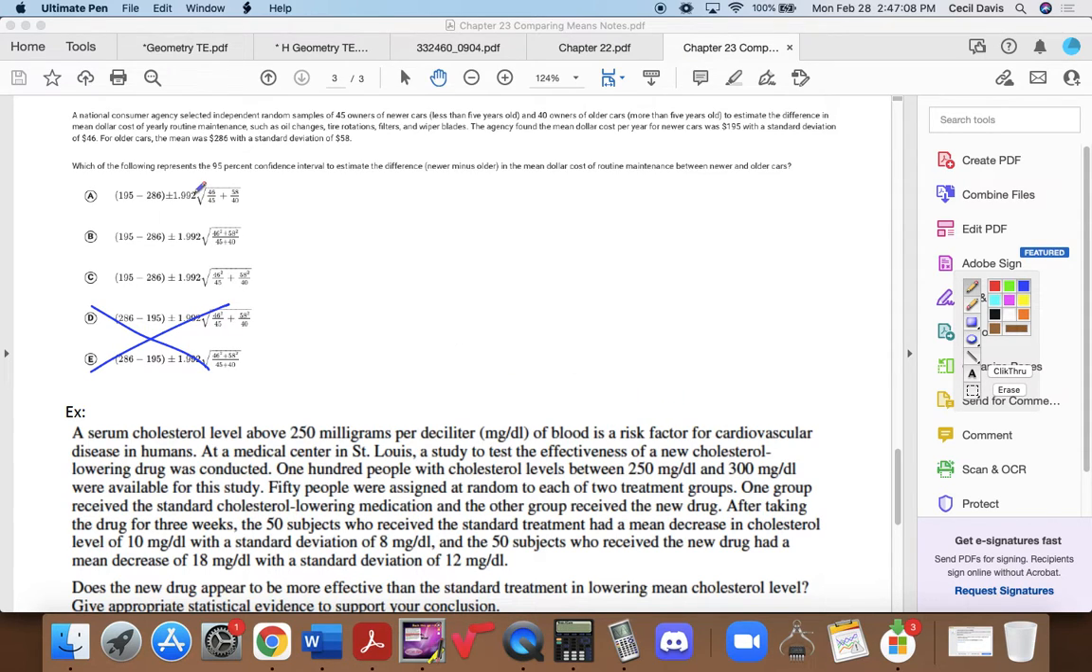Then we notice that the t statistic is all the same for the three that remain. In fact, it was the same for all of them, so we don't have to mess with that. We just have to figure out which one of these is the correct way to do the standard error. Do you remember which way is the correct way to do the standard error? The first one. Nope. The third one. Yep.